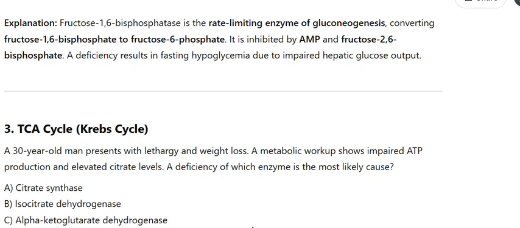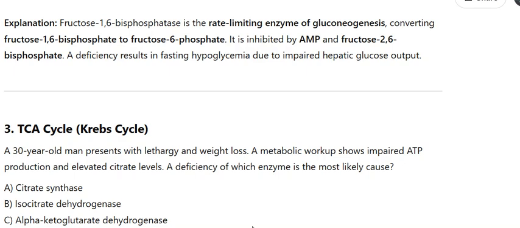Explanation: Fructose 1,6-bisphosphatase is the rate-limiting enzyme of gluconeogenesis, converting fructose 1,6-bisphosphate to fructose 6-phosphate. It is inhibited by AMP and fructose 2,6-bisphosphate. A deficiency results in fasting hypoglycemia due to impaired hepatic glucose output.